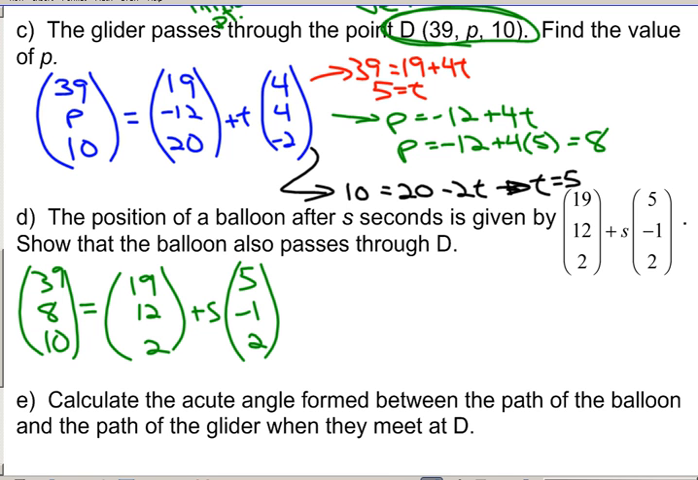Again, we can set up parametric equations here. We're going to get 39 equals 19 plus 5s. That we can solve. We'll get 20 equals 5s, or s equals 4. This is coming from the first parametric equation. At this point, we haven't quite shown that the balloon passes through D. We've shown that it works for our x values. We have two options here. You can solve for the other two parametric equations and show that they also have solutions of 4. Or you can plug in 4 for s and see what point you get.